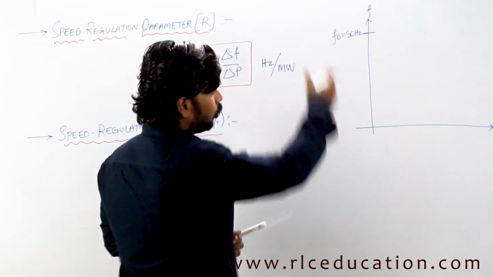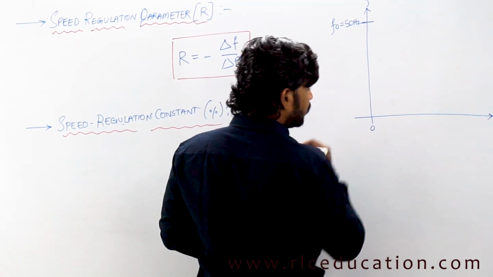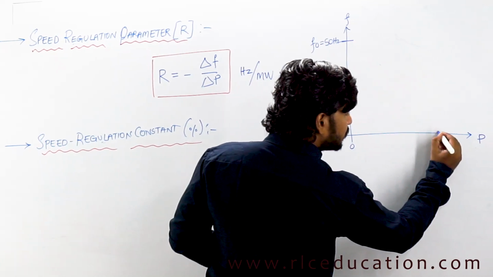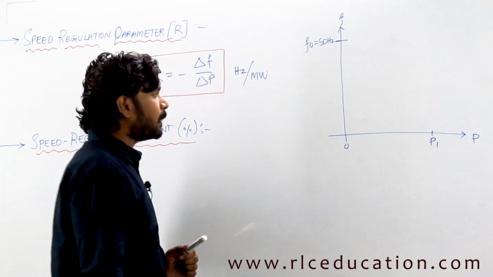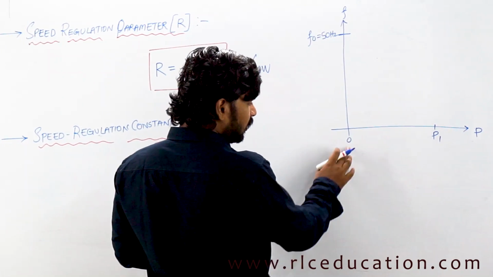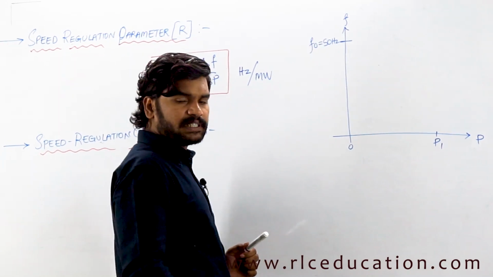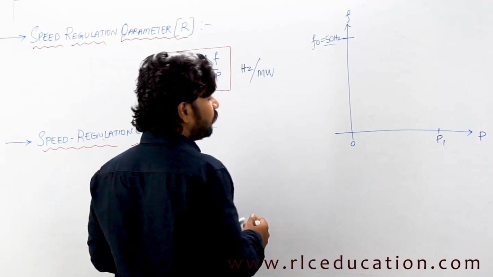So let us draw a graph of frequency against power. Power here is 0. Let us say the rated capacity of this generator is somewhere over here, and let us call it P1. P1 is the rated capacity of that generator. When there is no load on the generator, load is 0, and the frequency at that time is F0, that is the no load frequency. Generally the no load frequency is 50 Hertz.